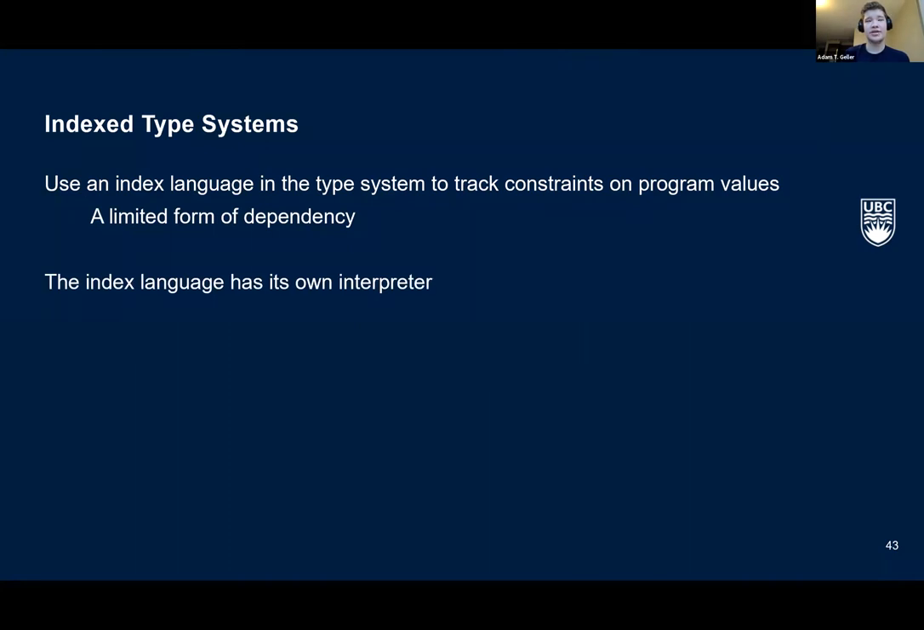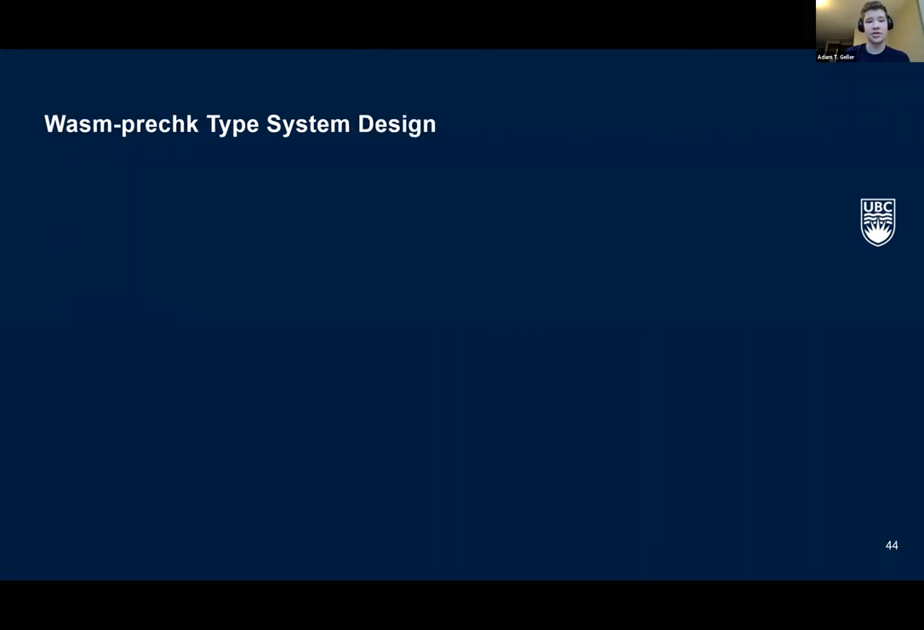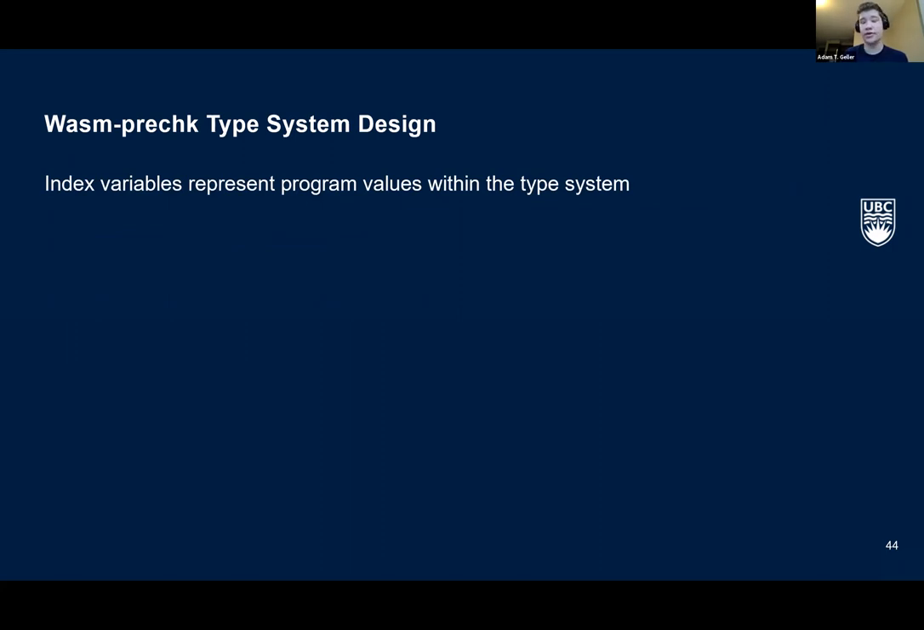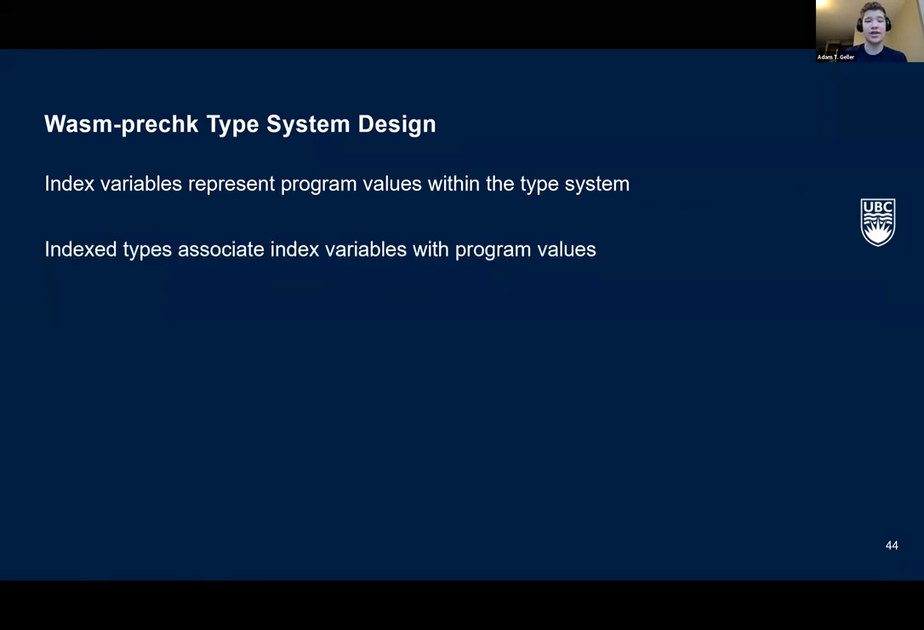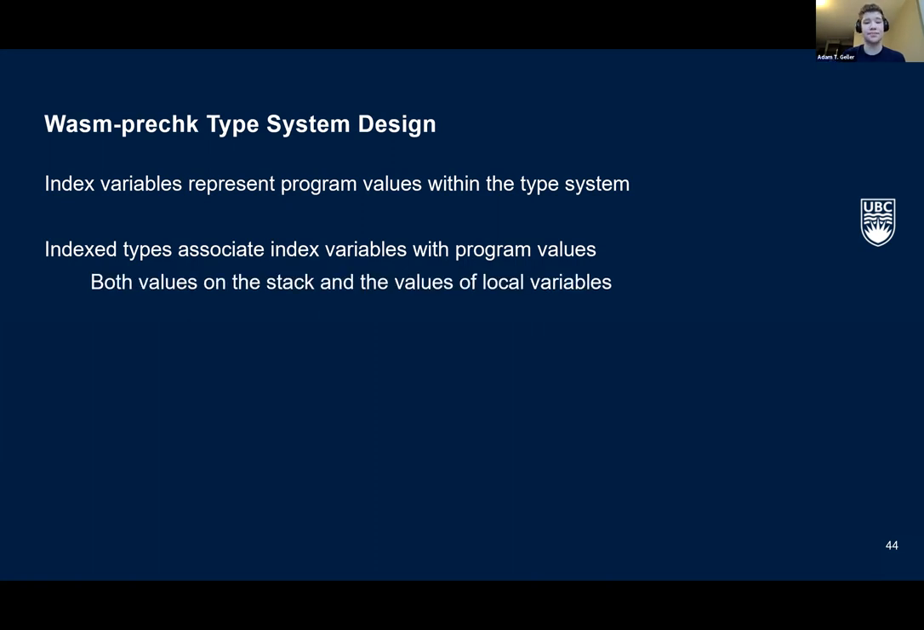And it has a different meaning. The terms in the index language have different meaning than the terms in the base language. So the way we design the index language for Wasm-prechk is that we use index variables, or variables in the index language, to represent program values. And this is both on the stack and local values, local variables, as we'll see. And these index variables get associated with these program values on the stack and the values of local variables using index types.